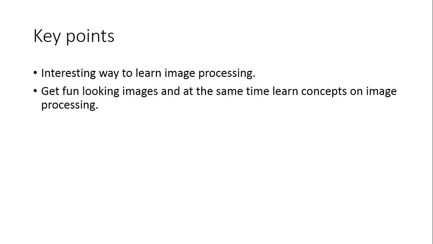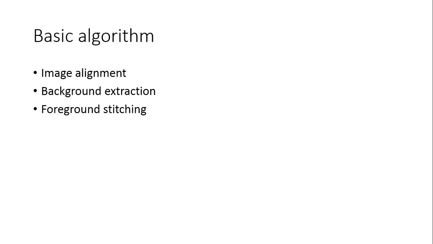So in this project, there are three basic steps where you first align all the images based on a single image, and then extract the background feature using the first and last image, and then get the foreground moving particle from all the images in the burst mode, and then stitch them together to get the final consolidated image.